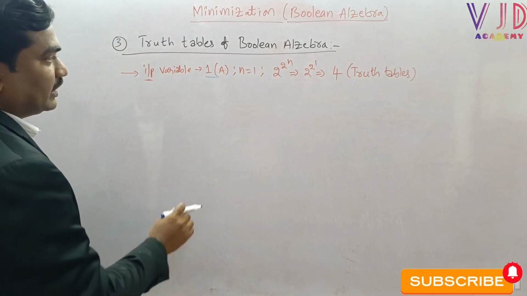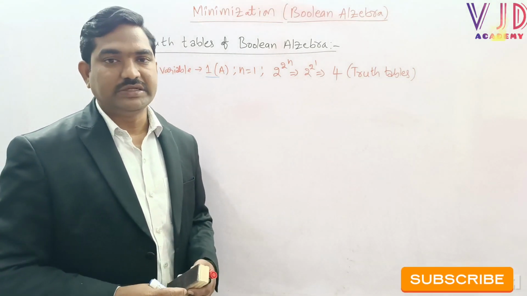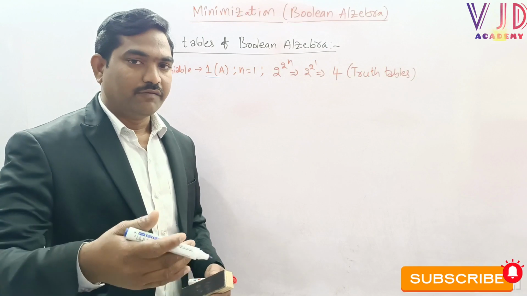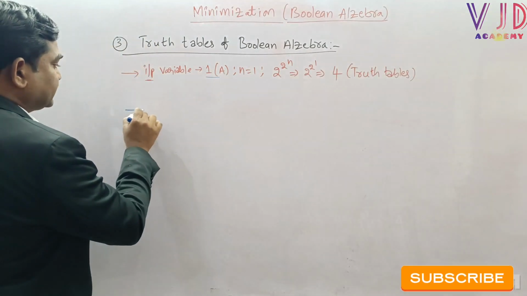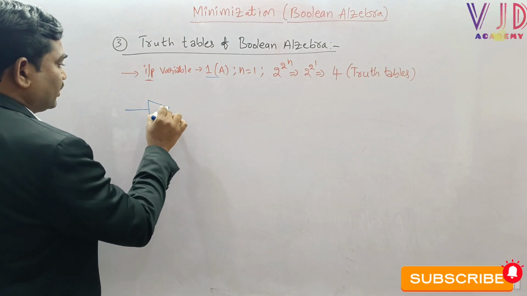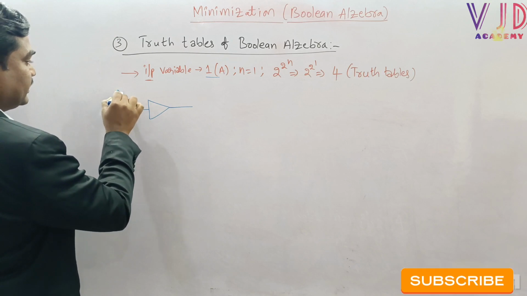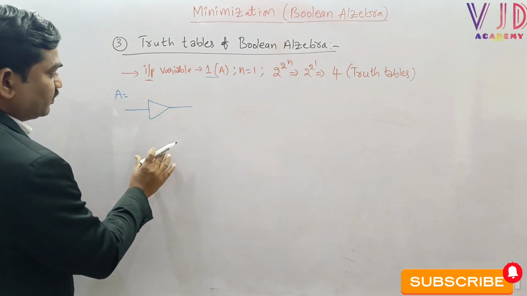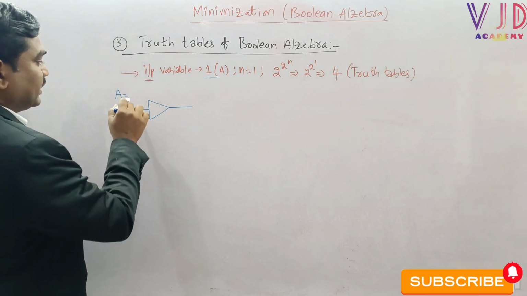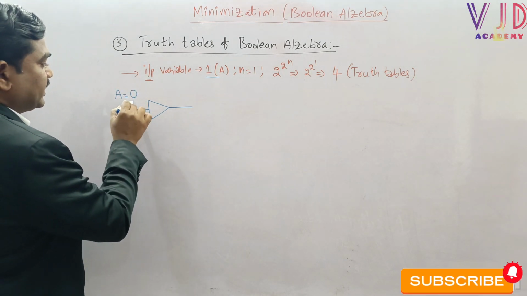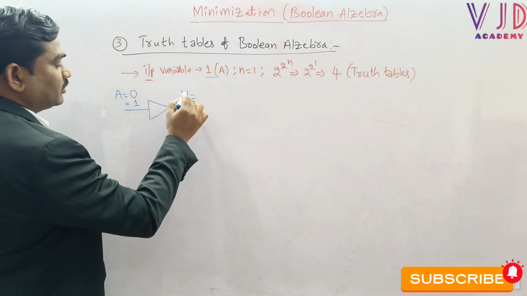Sir, we know that here we have seen 7 types of basic gates. Out of the 7 basic gates, only 1 gate operates with 1 input variable, and that is the NOT gate. Here this is a NOT gate operating with 1 variable, A is the input. The possible inputs we can apply are either A equal to 0 or A equal to 1.